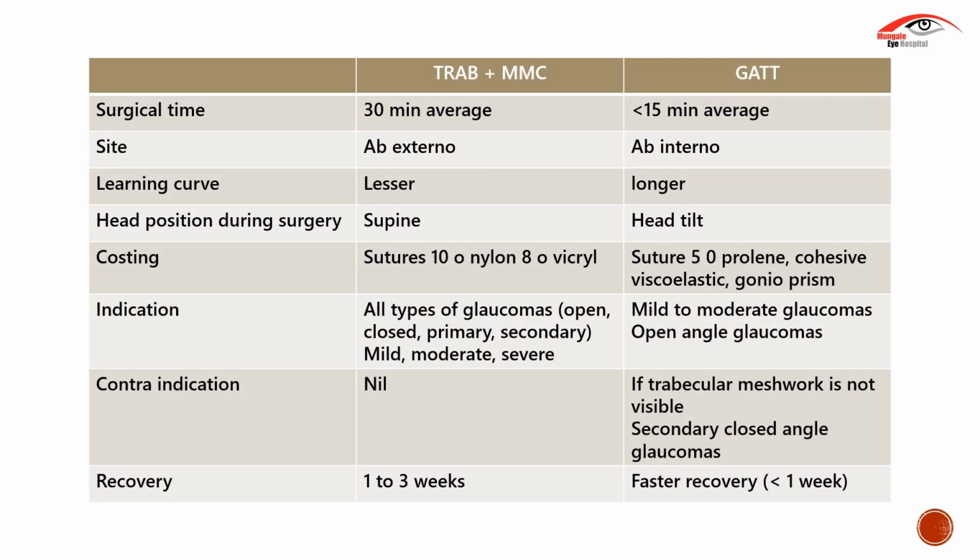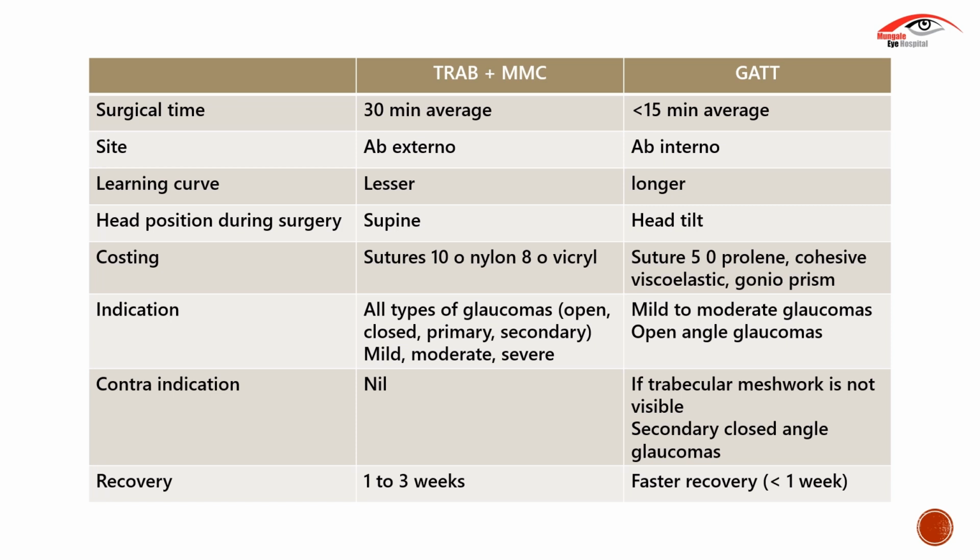Here we can see a comparison between the two surgeries. The humble trab, which is an ab externo approach, takes slightly more time and has a lesser learning curve. It is useful in all types of glaucoma and there are hardly any contraindications. The recovery time is 1 to 3 weeks.